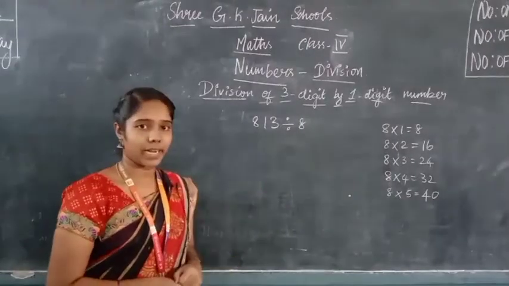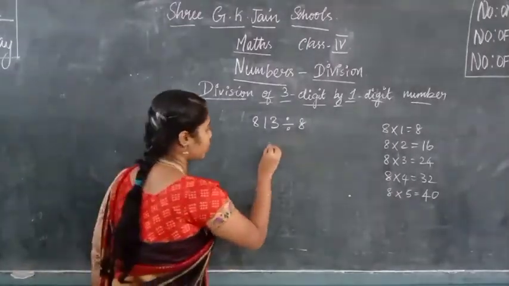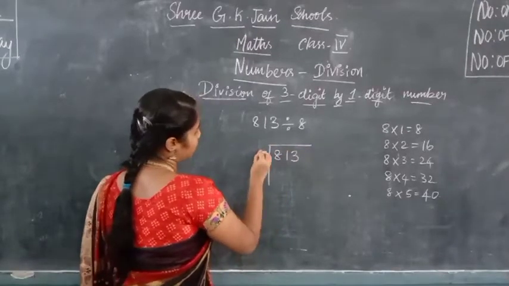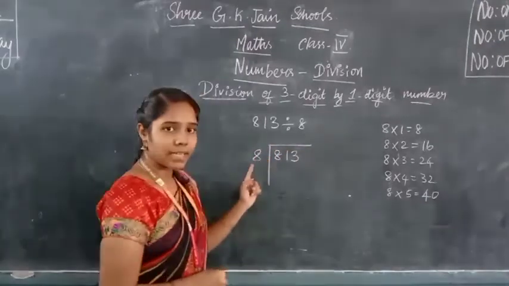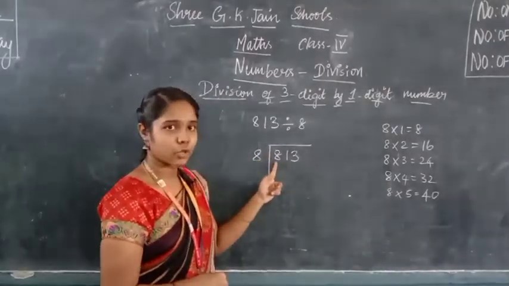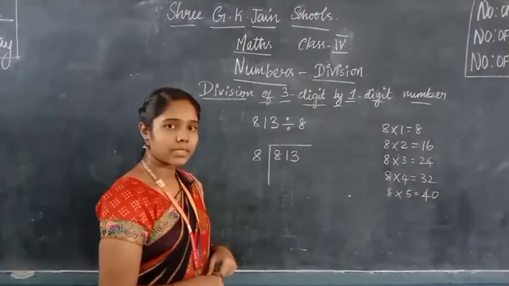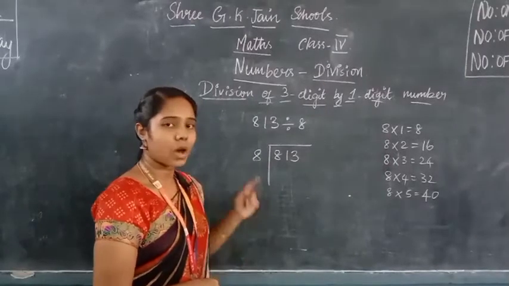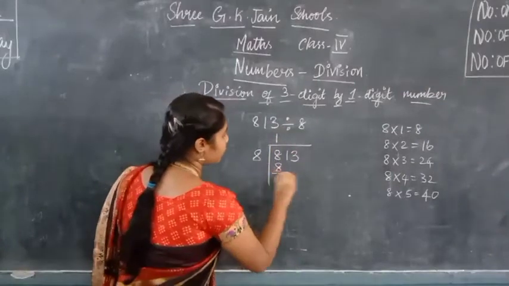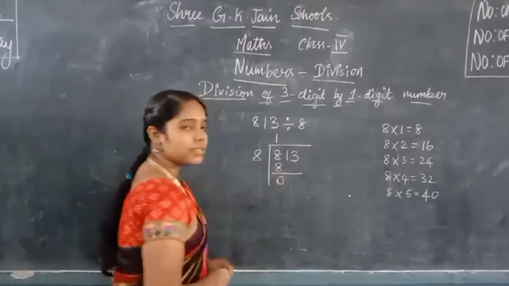Look at the sum, 813 divided by 8. Now shall we do this? 813 is the dividend we put inside, and 8 is the divisor, put outside. Now starting from the first digit. 8 will go in the 8 tables. Yes, it will. How many times? 1 time. So we put 8 here. 8 minus 8 is 0.